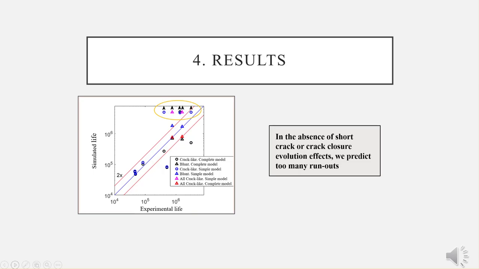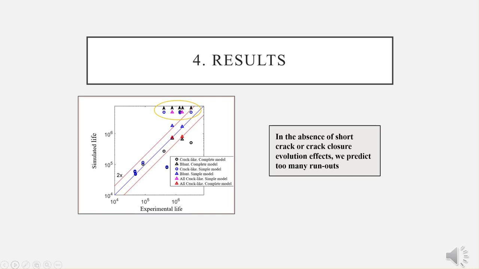In the present slide, we observe simulation results for different models considered. First, it must be pointed out that circular icons represent crack-like defects whose initiation life was not taken into consideration, and they were considered to start propagating right away. On the contrary, triangular icons represent blunt defects, simulated with the complete initiation and propagation model.